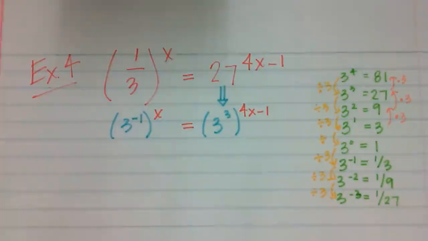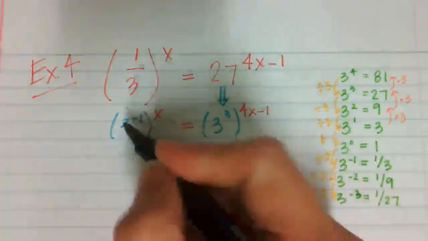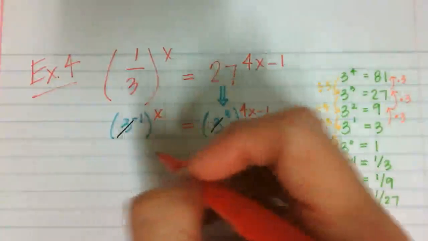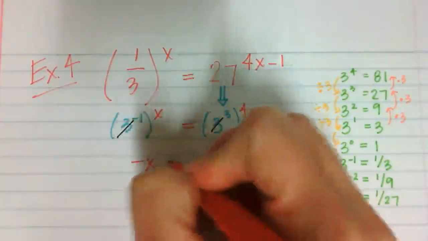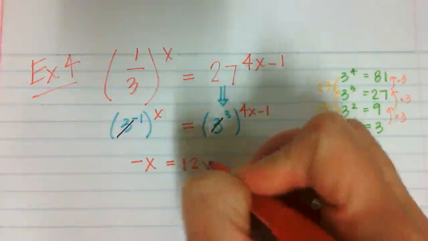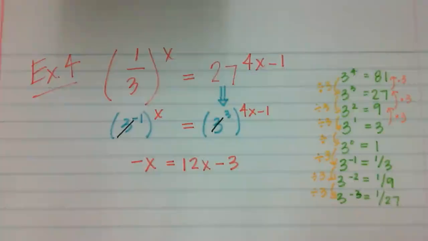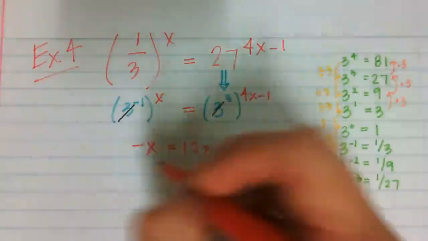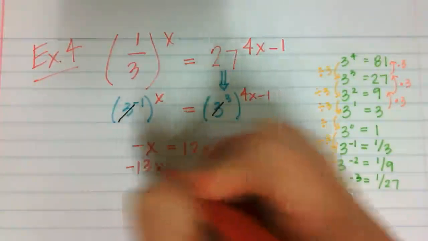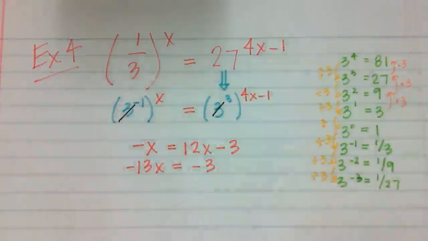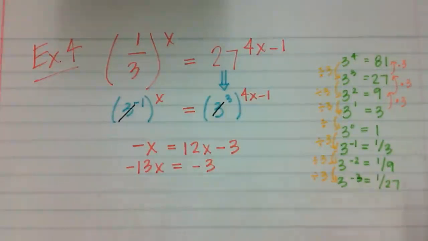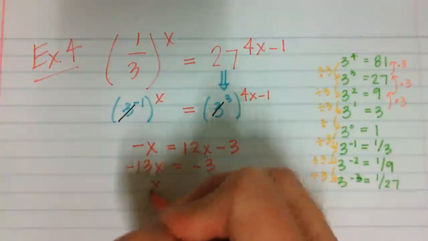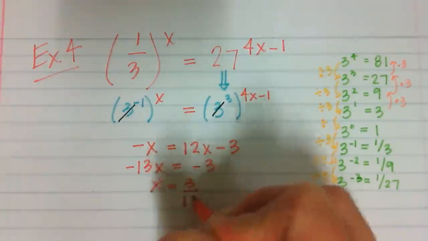So now, once we get to this step, to pick up what you already know, we don't need the base numbers anymore. So our equation ends up being negative x equals 12x minus 3. So to solve this, we can subtract 12x from both sides. So that'll give us negative 13x equals negative 3. And then to solve for x, we need to divide both sides by negative 13. So x equals 3/13.